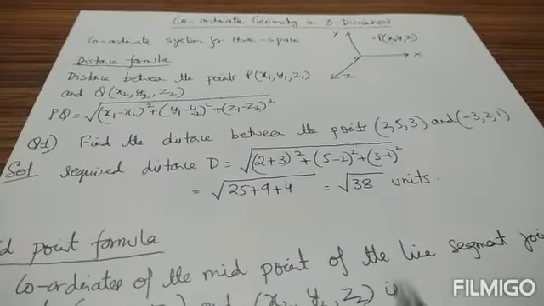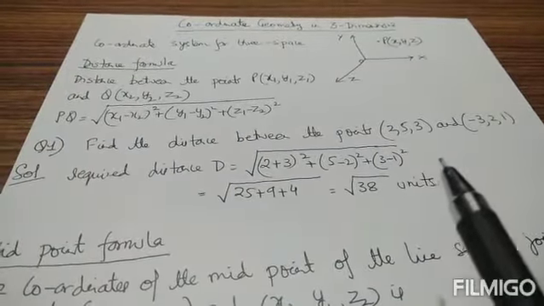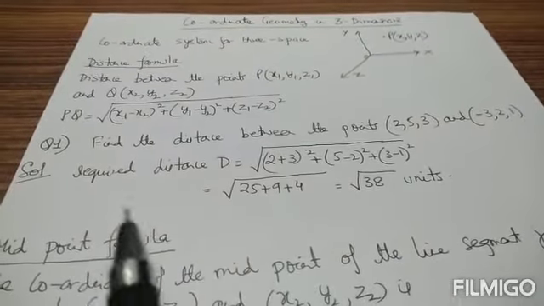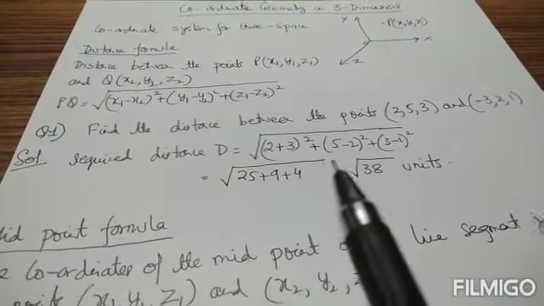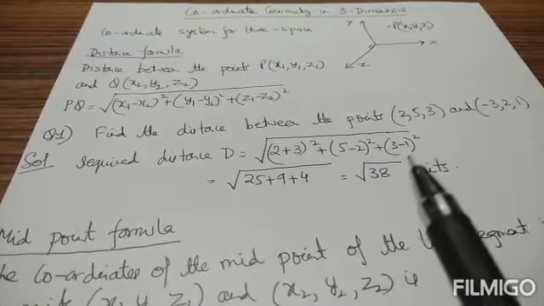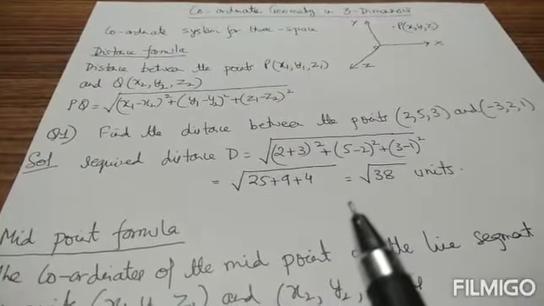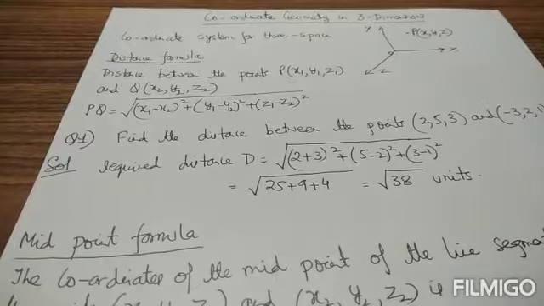Question number 1. Find the distance between the points (2, 5, 3) and (minus 3, 2, 1). The required distance d is equal to under root (2 plus 3) whole square plus (5 minus 2) whole square plus (3 minus 1) whole square, which comes to under root 38 units.